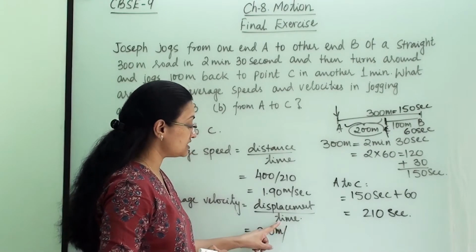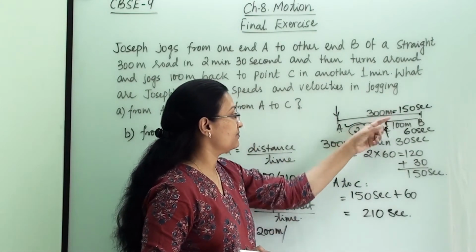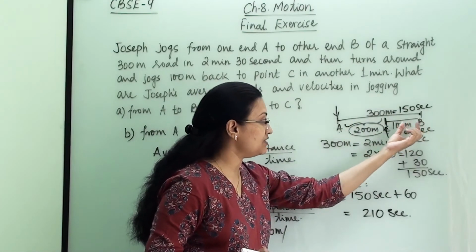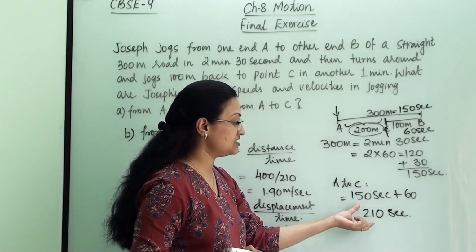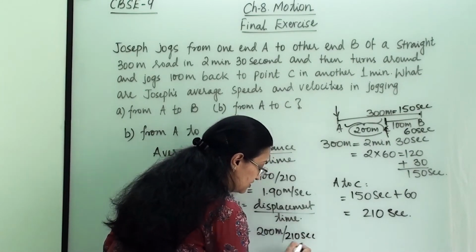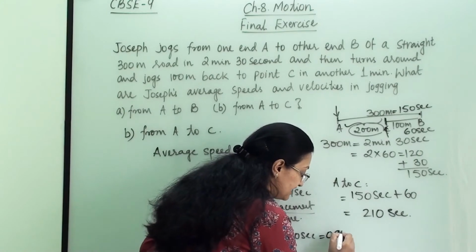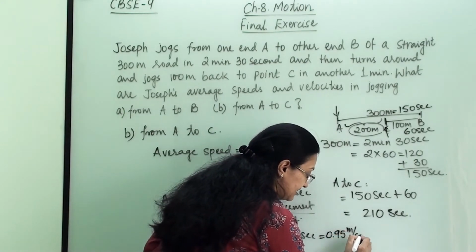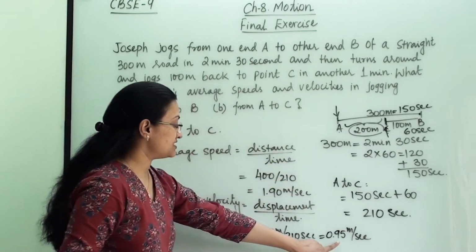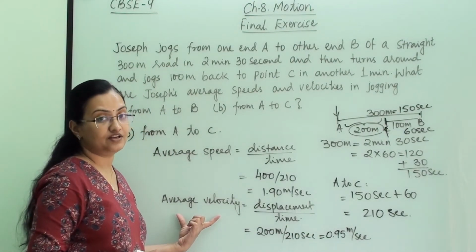And for this, how much time was required? So we have to write total time, that A to B and then B to C. So total time is 210 seconds. So here we will get the answer 0.95 meter per second, and 0.95 meter per second will be the average velocity.